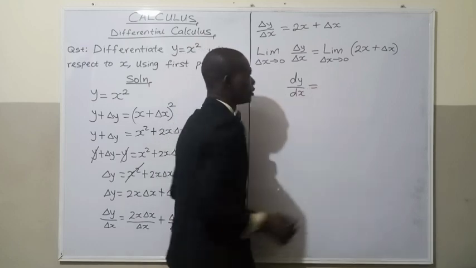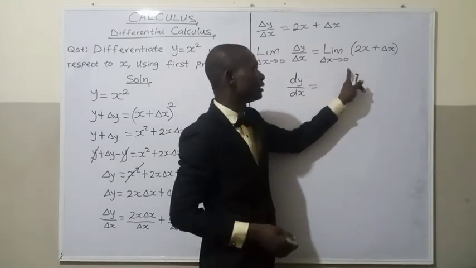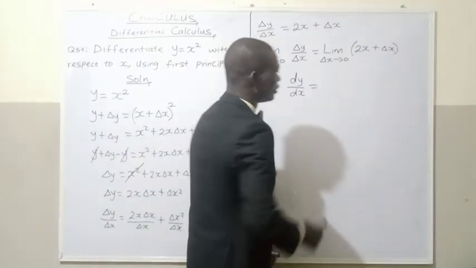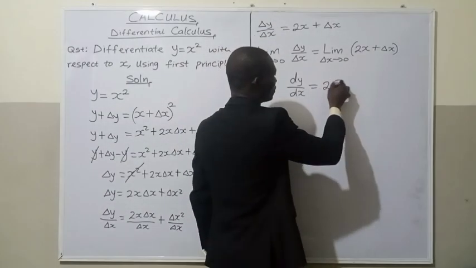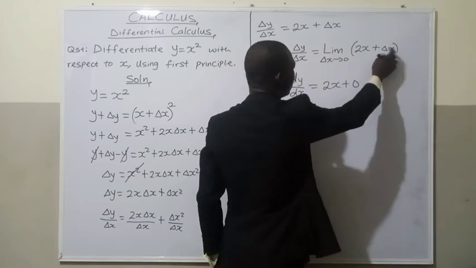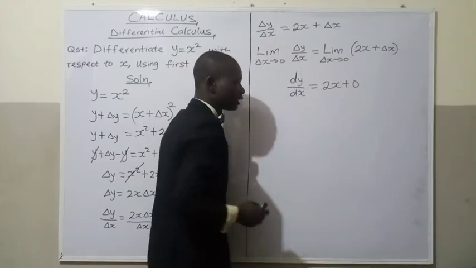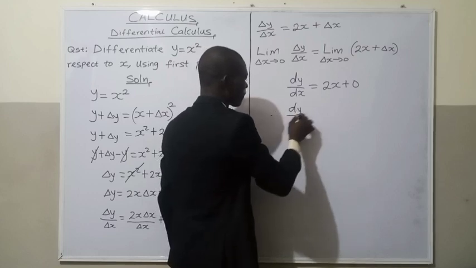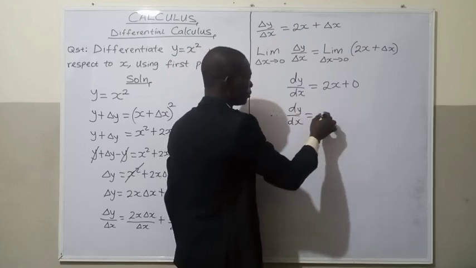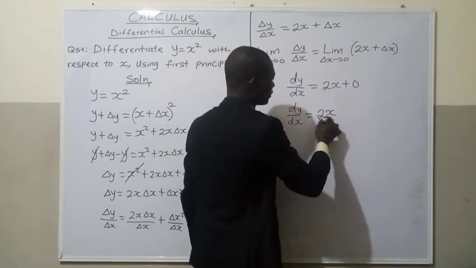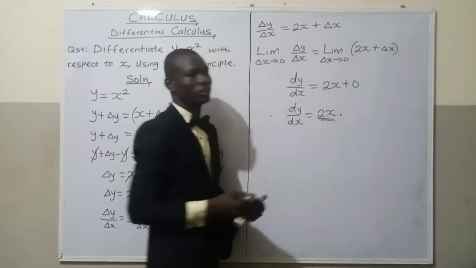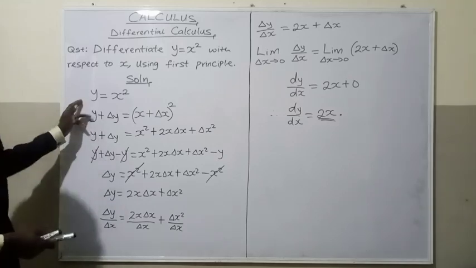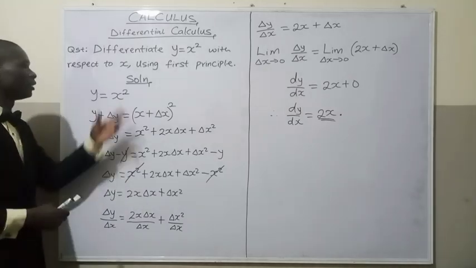And to the right hand side, when we limit delta x tending towards 0, anywhere we see delta x, we just need to put what? 0 in its place. So that becomes 2x plus 0 in the place of delta x, because delta x is tending towards 0. So we'll be left with, therefore, dy by dx will be just what? 2x, because 2x plus 0 is just 2x. So that is that, using first principle to differentiate y equals x squared with respect to x.